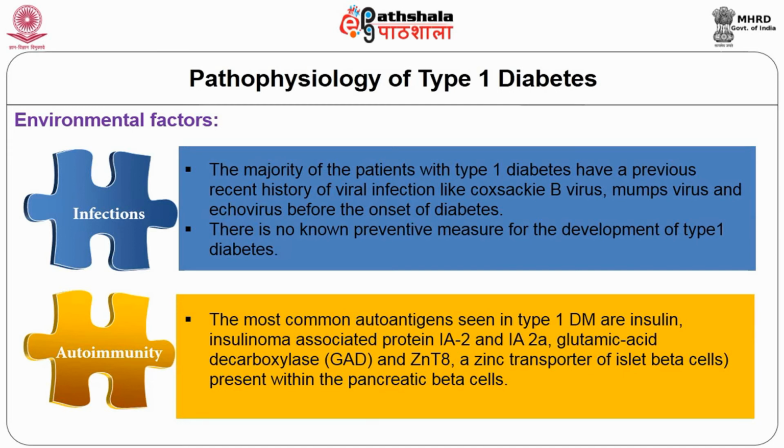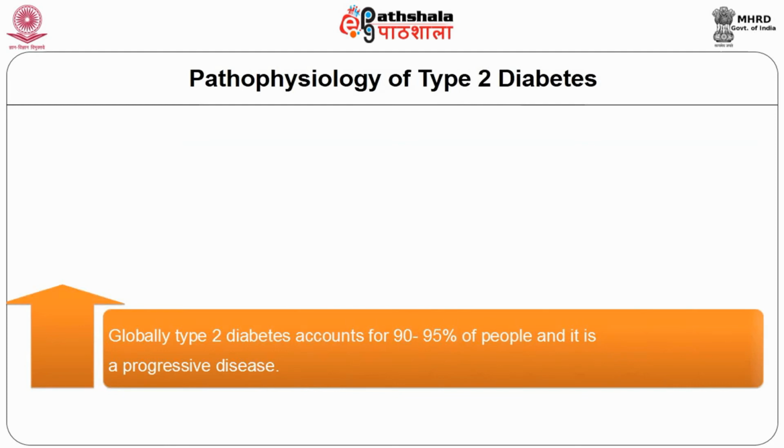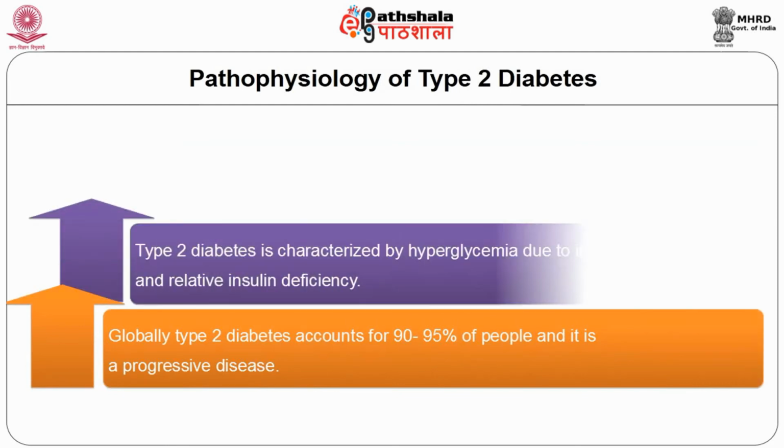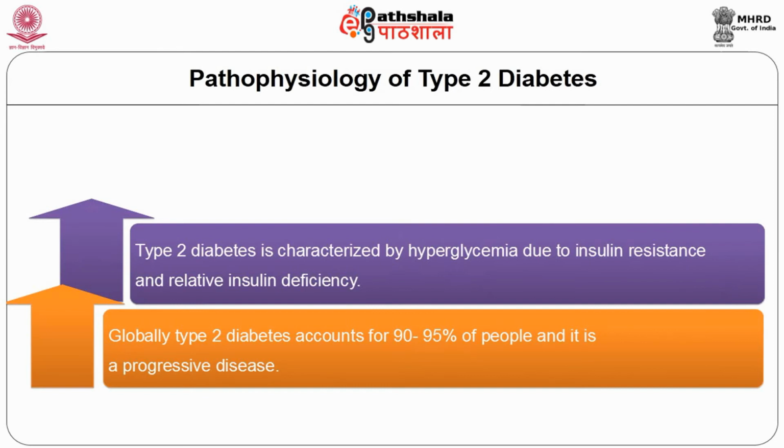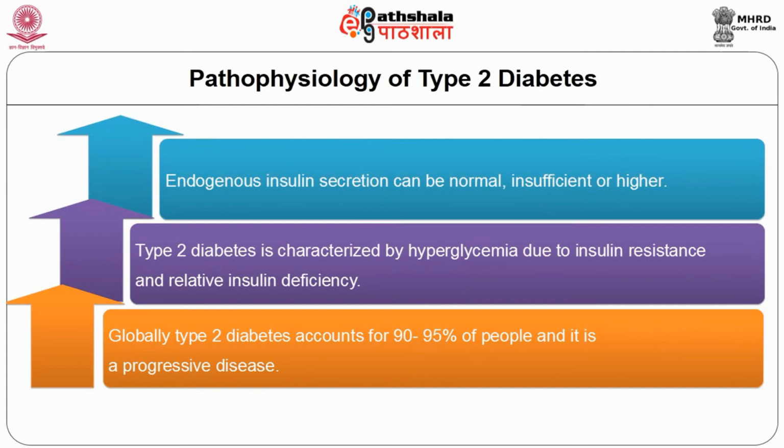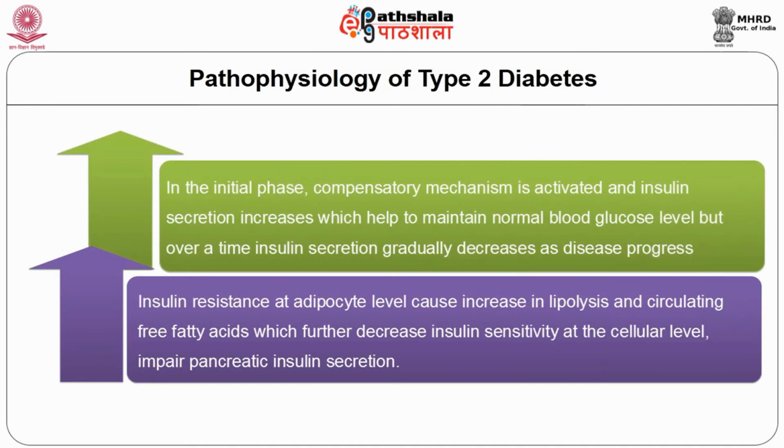And then the pathophysiology of type 2 diabetes. Globally, 90 to 95% of people affected have type 2 diabetes, which is characterized by hyperglycemia due to insulin resistance and relative insulin deficiency. Endogenous insulin secretion can be normal or insufficient, and the compensatory mechanism in the initial phase is activated and insulin secretion increases, which helps to maintain normal blood glucose level, but over time the insulin secretion gradually decreases as the disease progresses.